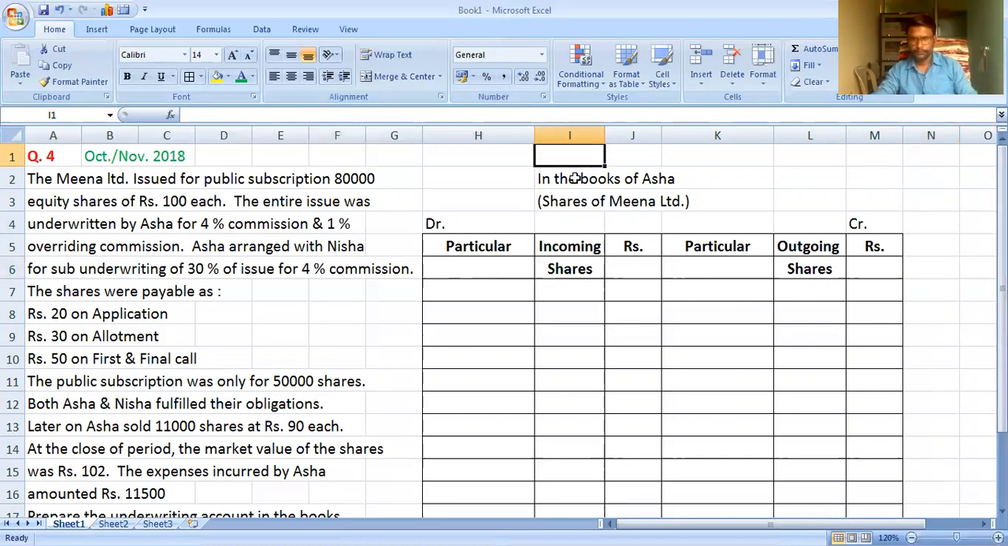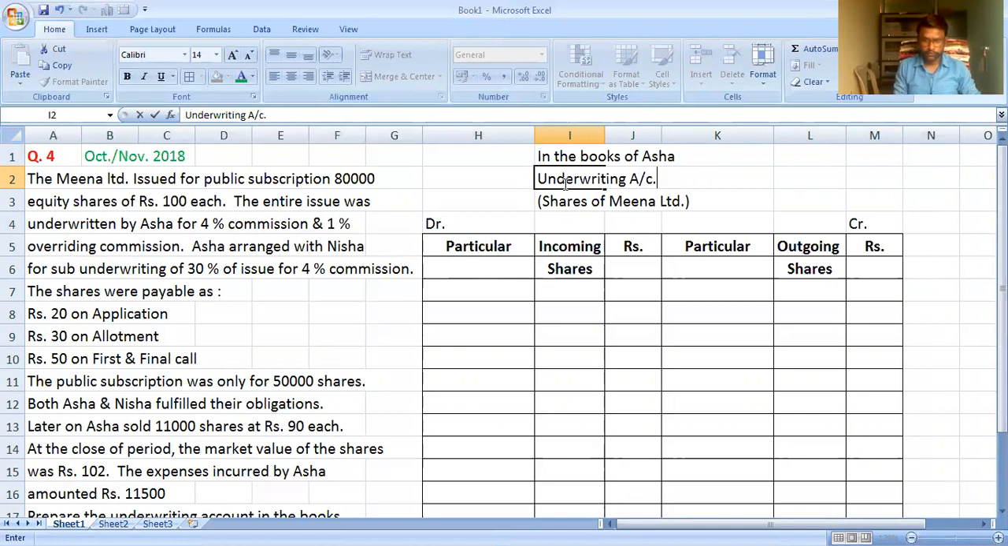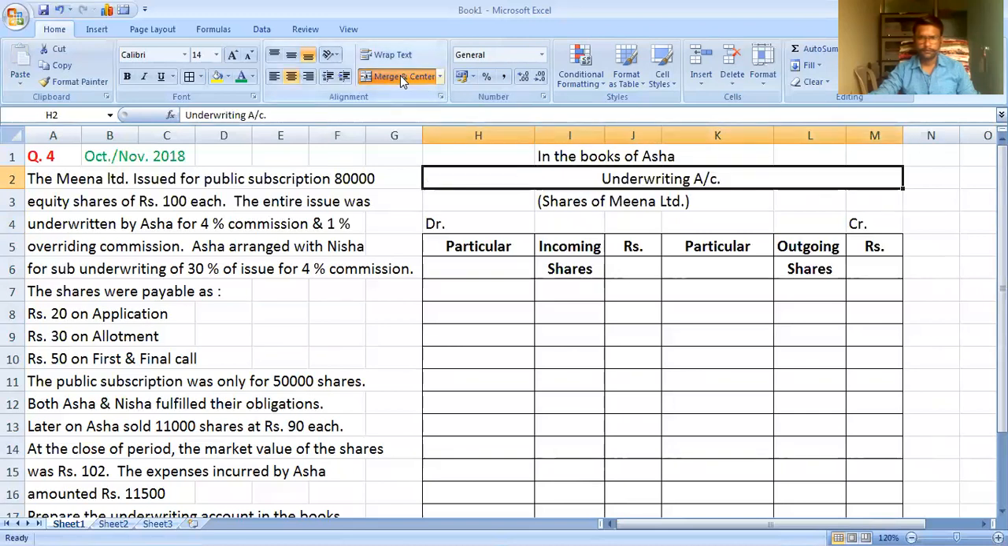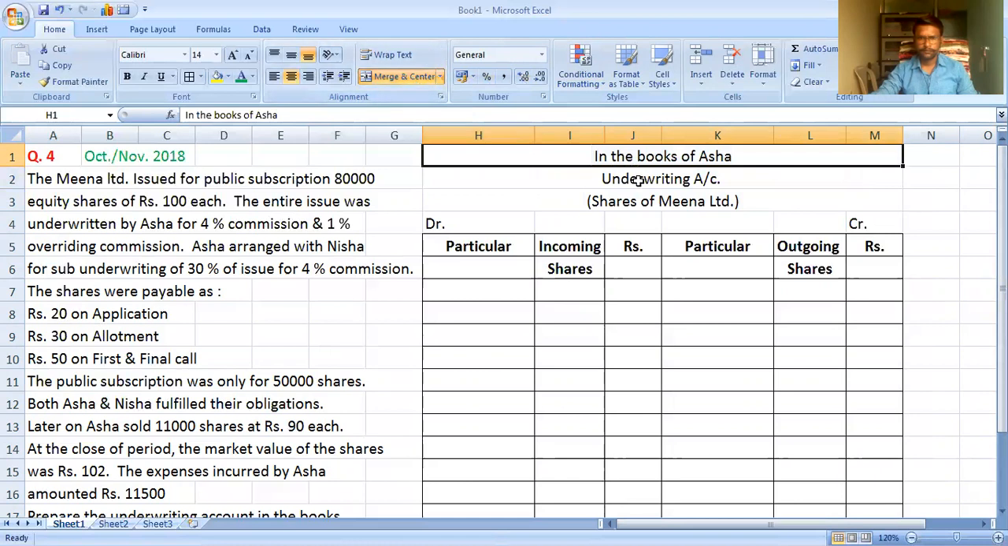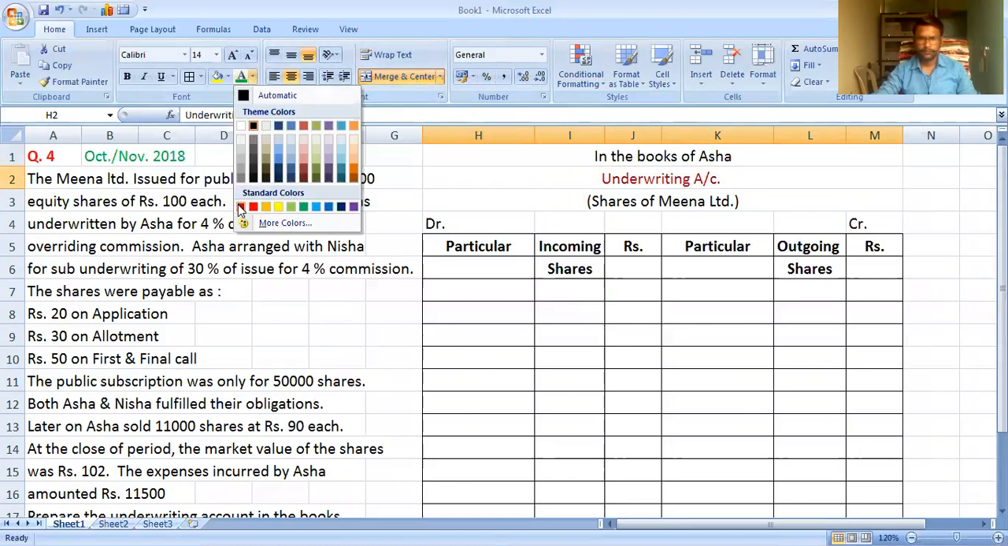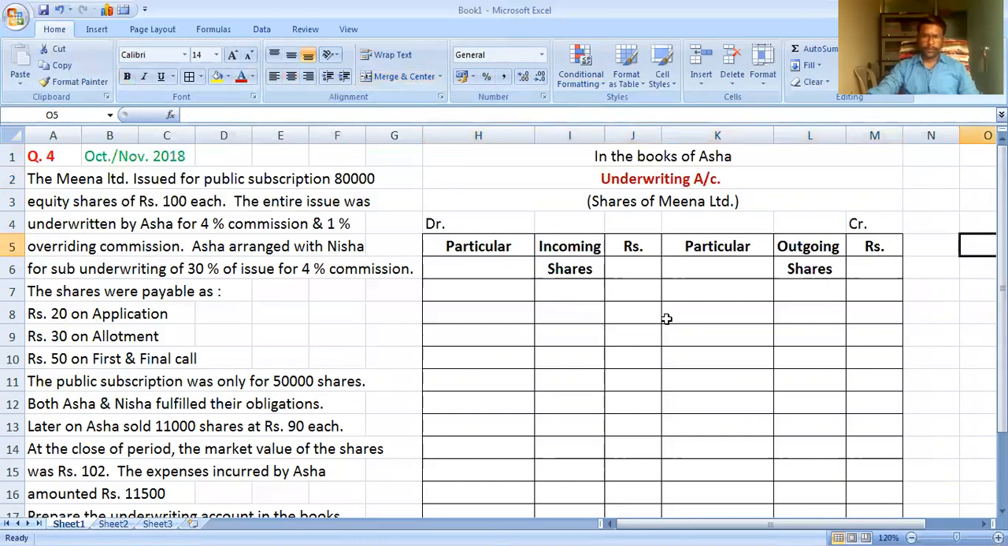Solution: in the books of Asha, underwriting account, shares of Meena Limited. Now I am taking the actual solution. This is the format of this solution, the underwriting account.